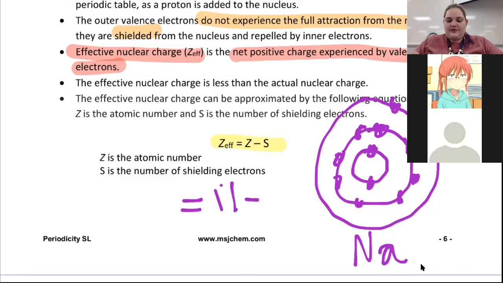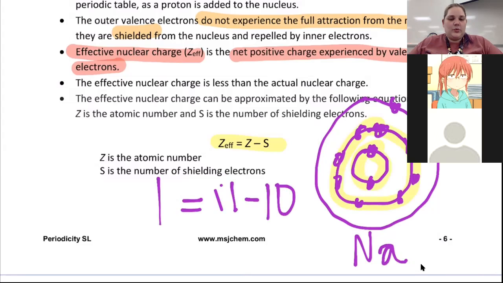And then I need to subtract the shielding electrons. Remember, the shielding electrons are the ones on the inner energy levels. So on sodium, the shielding electrons are going to be 10, because there's 2 on the first energy level and 8 on the second. And so when I subtract 11 minus 10, I get 1. That's the effective nuclear charge, and it corresponds to the fact that sodium has 1 valence electron. And that is what we would identify as the effective nuclear charge.